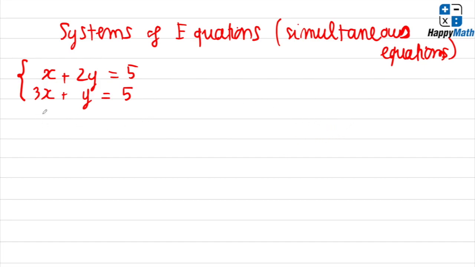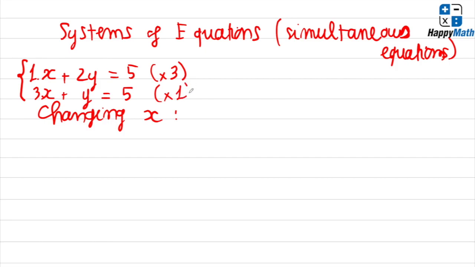The first step is changing x. What does it mean, changing x? After this step, the coefficients of x will become equal. In the first equation the coefficient of x is 1 and in the second equation the coefficient of x is 3. So the basic step for changing x: I will multiply all the numbers in the first equation by 3, and the second one by 1.